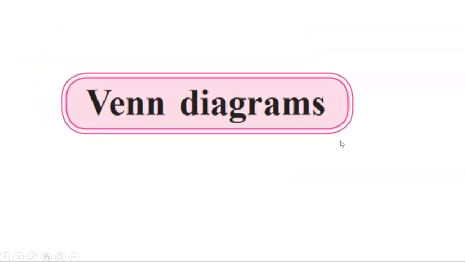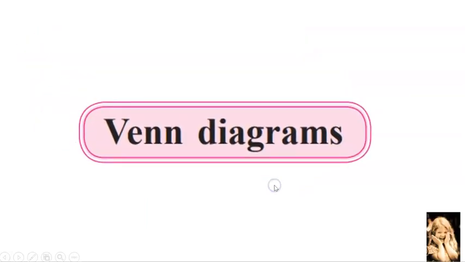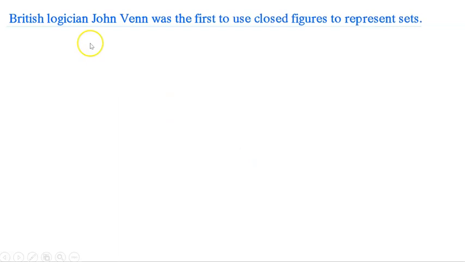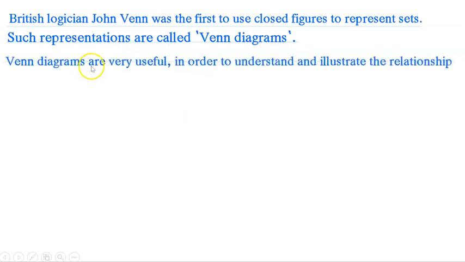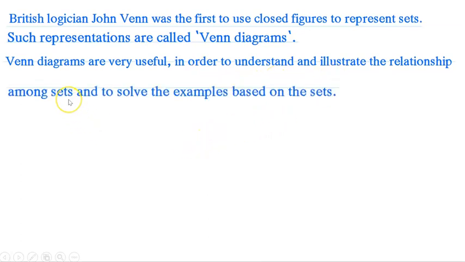First of all, Venn diagrams. Okay. British logician John Venn was the first to use closed figures to represent sets. Such representations are called Venn diagrams. Venn diagrams are very useful in order to understand and illustrate the relationship among the sets and to solve the examples based on the sets.